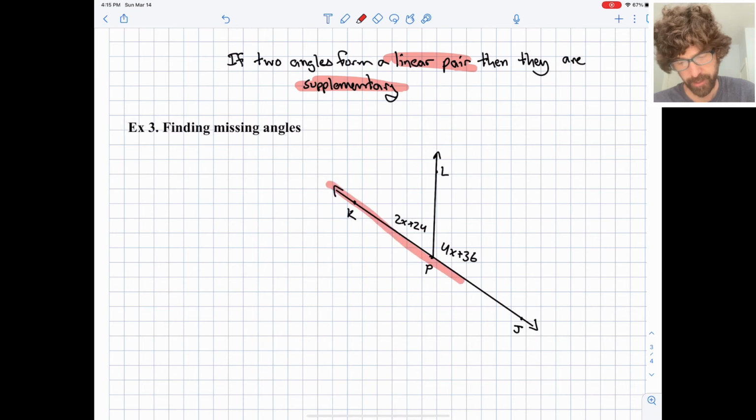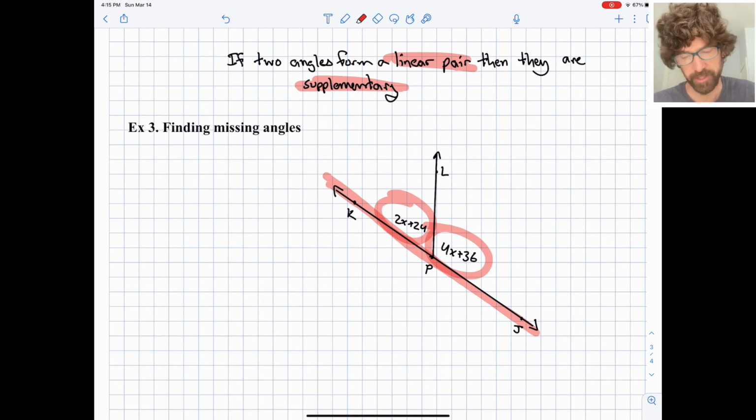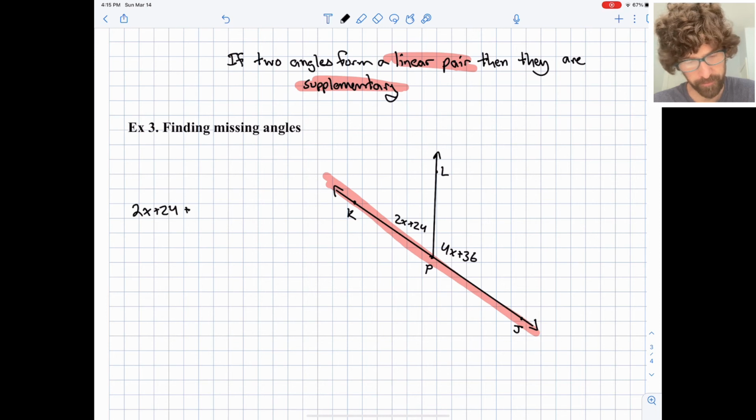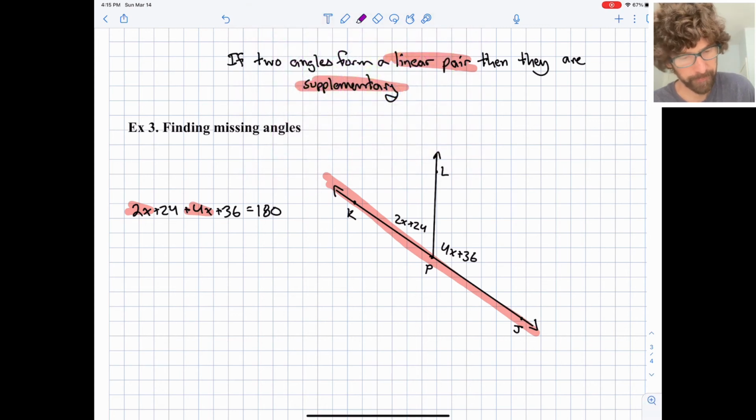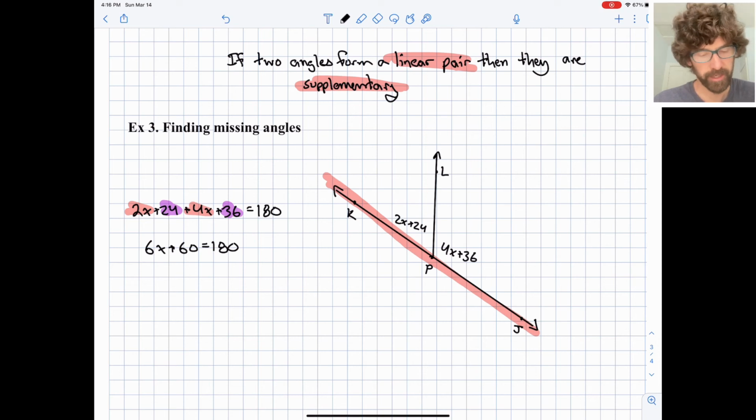We have a line KP, and then we have a linear pair, and the two angles are notated with algebraic expressions here. Our goal is to solve for x, and in fact solve for the measures of those angles. Since we know that they're supplementary, we can say that 2x plus 24 plus 4x plus 36 equals 180. That's what supplementary means. We can then combine like terms, the numbers and the x terms, to get 6x plus 60 equals 180. Subtract 60 from both sides, 6x equals 120. And lastly, divide by 6, x equals 20.